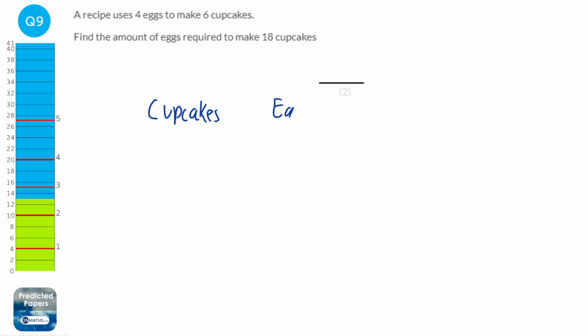So we're going to track the amount of eggs needed to make a certain amount of cupcakes. So we're given in the question that 6 cupcakes requires 4 eggs. And what we're going to do is work out how many eggs is required for 1 cupcake. So we're going to divide both sides by 6. And that's for 1 cupcake will be 2/3 of an egg.